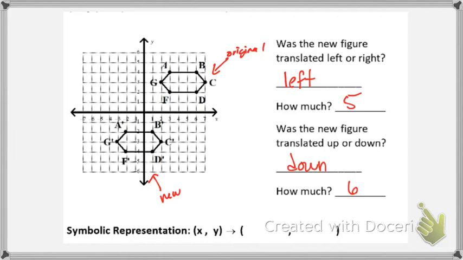For B, if we go over to the left 5 times, we went 1, 2, 3, 4, 5, and down 1, 2, 3, 4, 5, 6. We went to the left 5 and down 6. Okay, so because we have those changes in our figure, and we slide it to the left and slide it down 6, x comma y is going to change to x minus 5 because we went to the left, and y minus 6 because we went down.